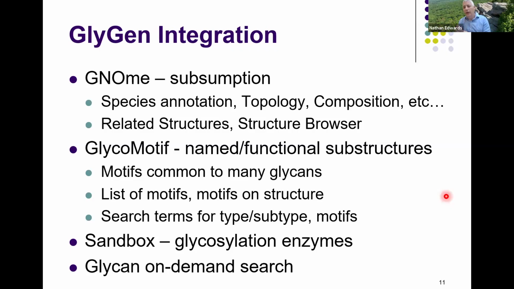The Sandbox provides glycosylation enzyme relationships with structures, which allows us to look at enzymes, find those enzymes as proteins in GlyGen, and then look at the structures that those enzymes are responsible for helping to synthesize. And then lastly, we have a variety of on-demand sequence searching strategies provided in GlyGen that are integrated versions of tools that you can find externally.